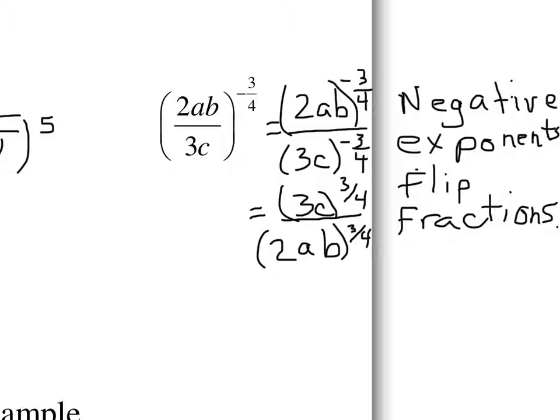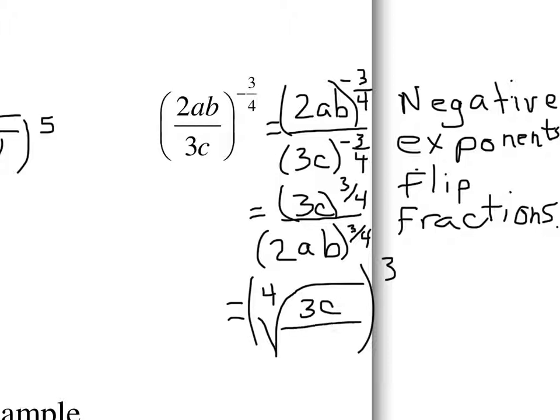So both of these are raised to the 3/4. So I want the 4th root, and then I want to raise it to the 3rd power. And my fraction is now 3c over 2ab. So a negative exponent flips a fraction.